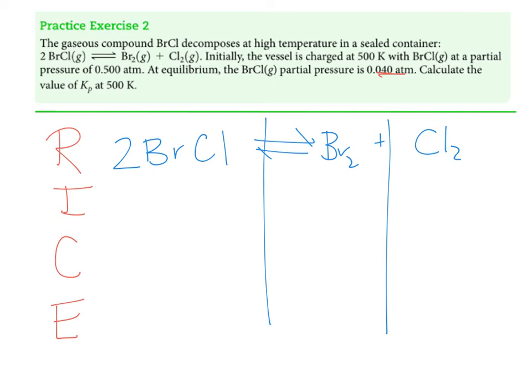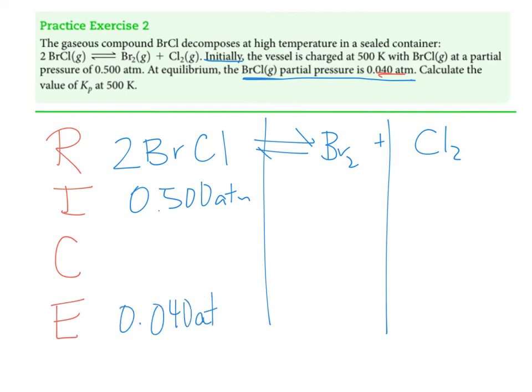Okay, what else can we fill in? Our initial pressure of bromine monochloride is 0.5 atmospheres. So this is 0.500 atmospheres. At equilibrium, the bromine monochloride partial pressure is 0.040 atmospheres. Calculate the value of Kp, and they keep telling you it's 500 Kelvin because equilibriums are different at different temperatures, so the temperature had to stay the same, or we couldn't do this.